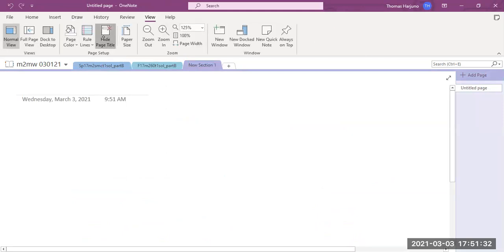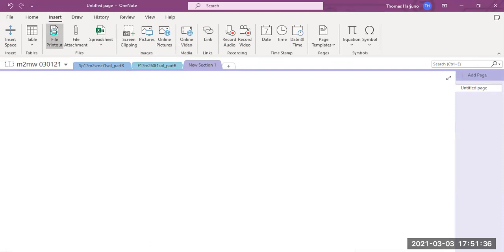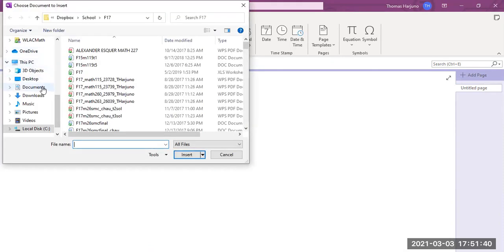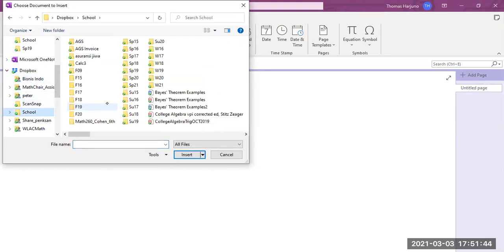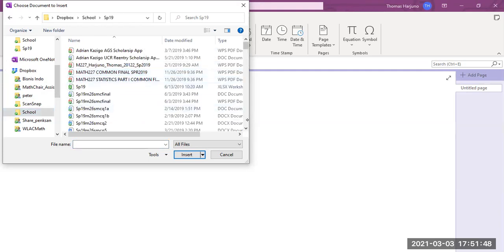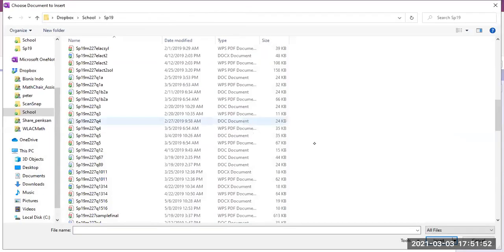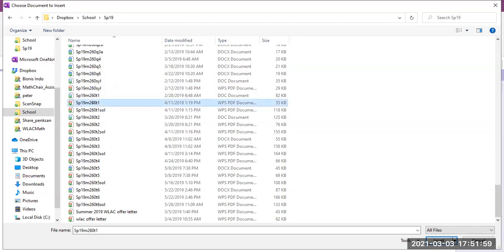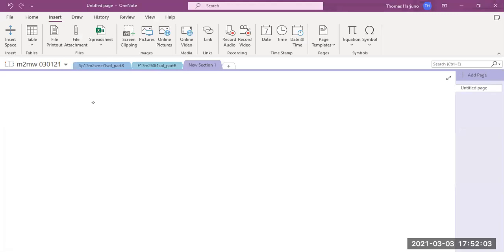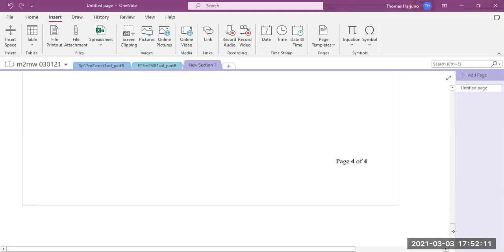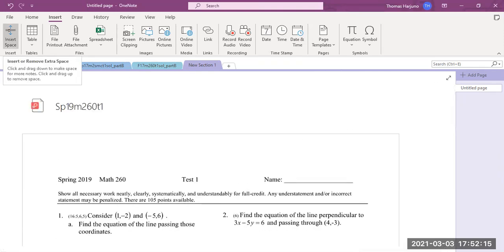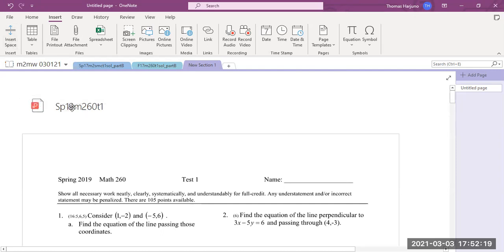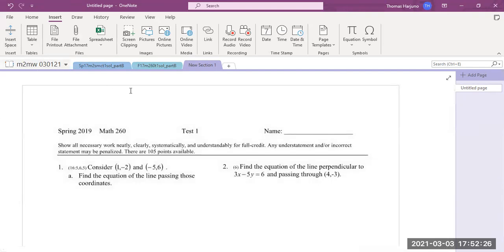I will take it from spring 19. I posted the blank test in our discussion board. Spring 19 Math 260 Test 1. I think we can do most of the problems here already. I remember this test is a special test because they only had 1 hour to do it. It was an everyday class. So I believe most of the problems here are doable already, if not all. Let's take a look.